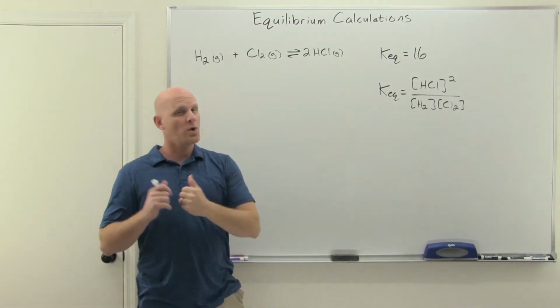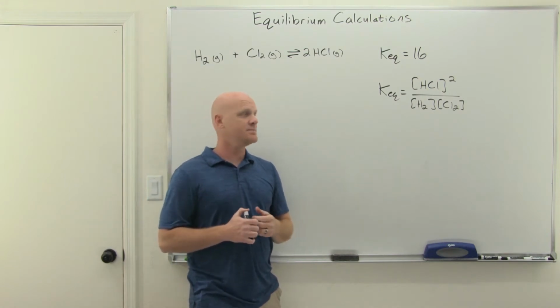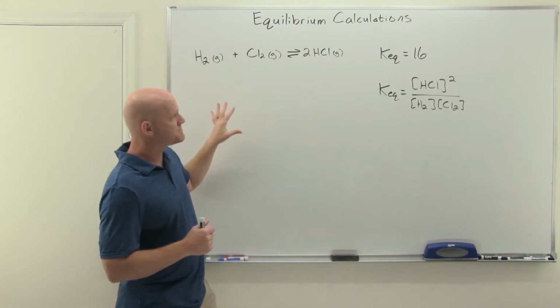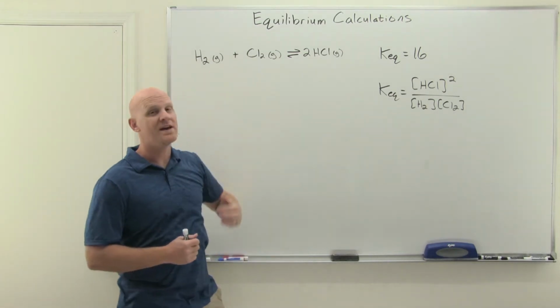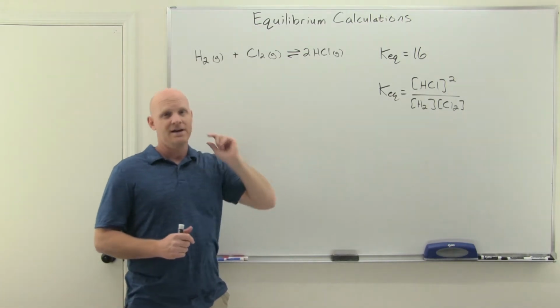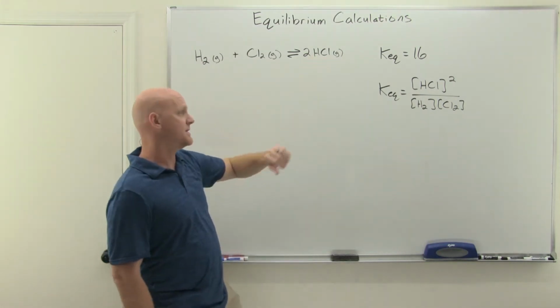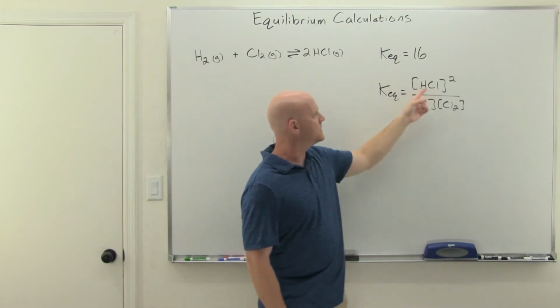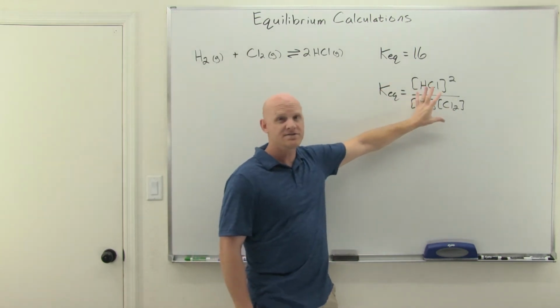Cool. That'll be important when we start using this tool called the ICE table or ICE chart in just a minute. All right, so in this particular problem, we are starting with 2 moles of both H2 and Cl2 in a 2-liter vessel. And this is important. So the whole idea of setting up what we're going to call an ICE chart in a minute is we're going to find out some equilibrium concentrations for all 3 of these and plug them into this expression.